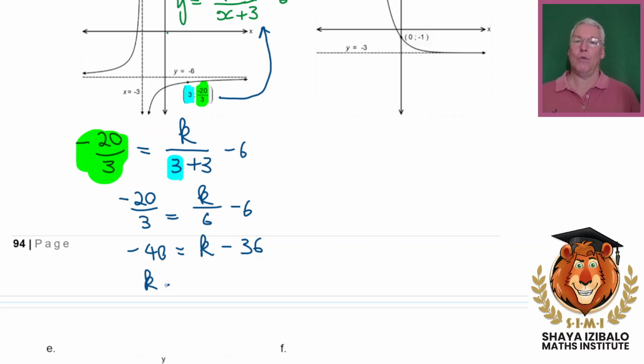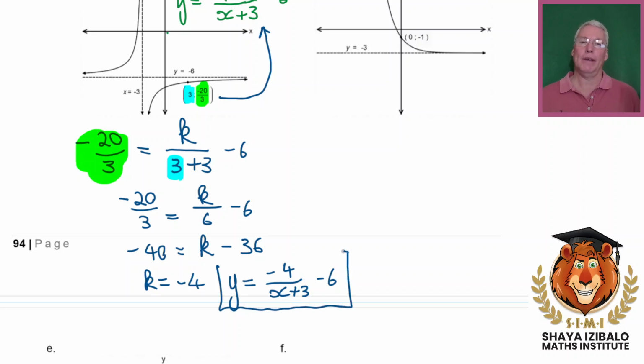K equals minus 4. Remember right up front we said, did we expect k to be negative? Yeah. Here's our final answer. Negative 4 over x plus 3, minus 6. Okay? That is our answer for the equation of that hyperbola. Does it make sense? It always makes sense.